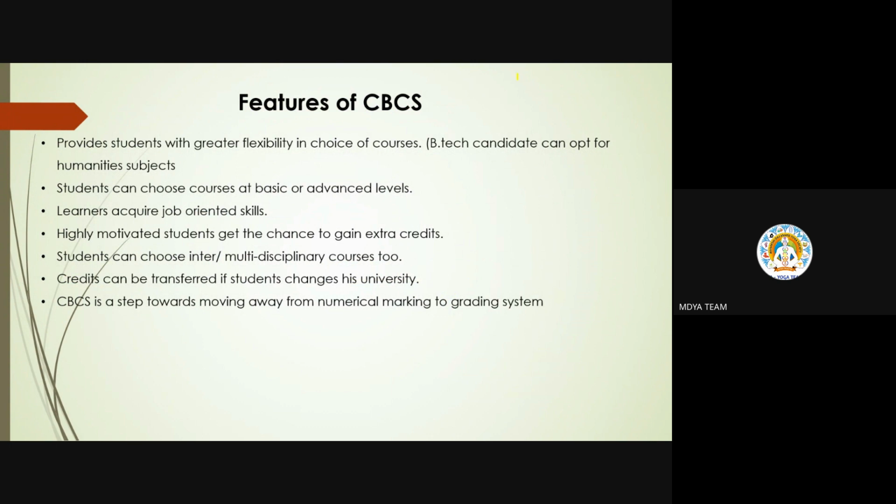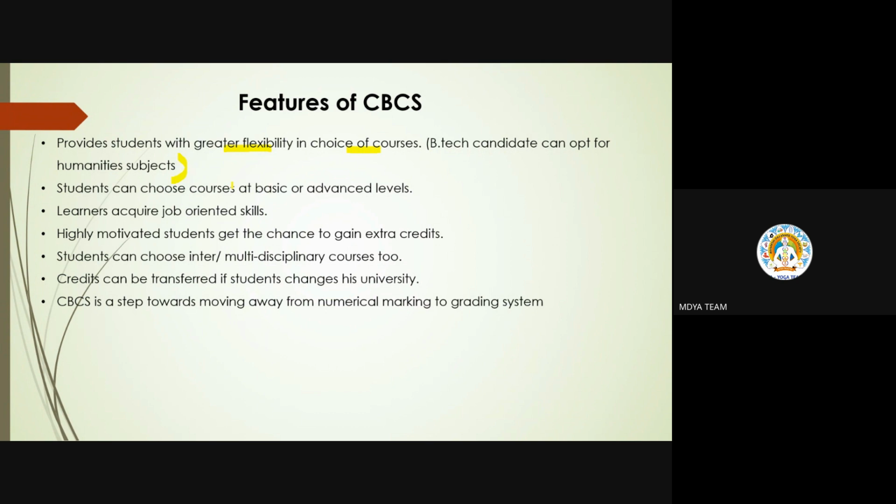What are the features of CBCS? It provides students with greater flexibility in choice of courses. For example, a BTech candidate can opt for a humanities subject. Like electives are there. So if you are pursuing BTech, and in the elective you want to study some humanities subject like sociology, international relations, courses like that, you can also study.